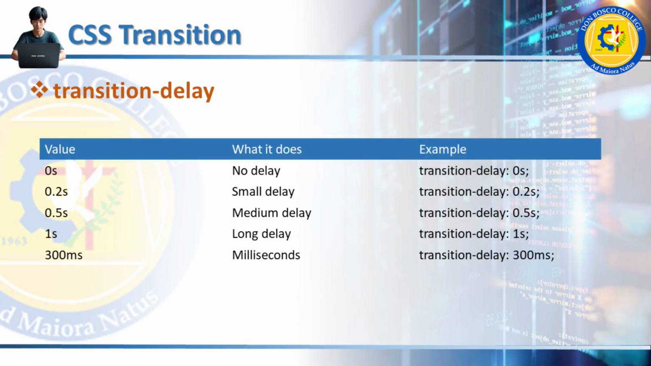Lastly, we have transition delay. This property defines how long the browser waits before starting the transition. It is important not to confuse it with transition timing function, which controls how the animation moves. For example, zero means there is no delay and the transition starts immediately. 0.2s creates a small delay. 0.5s produces a medium delay, and 1s results in a longer delay before the transition begins. You can also use milliseconds, such as 300 milliseconds, to specify the delay more precisely.